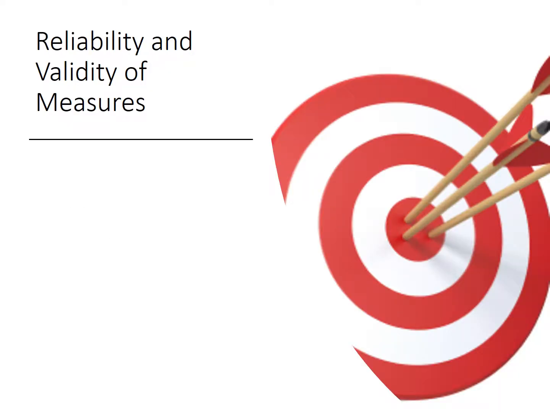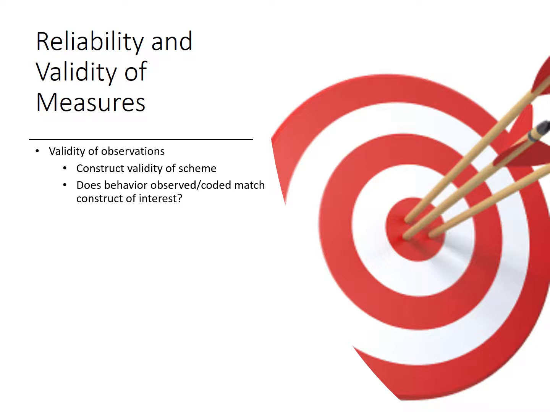And again, for all measures, we can think about the reliability and validity of measures based upon the interpretation and the sets of scores that we have. The validity of the observations: when we're looking at observations, does the behavior observed and coded match the construct of interest? So was I coding data in a way that made sense to my construct?